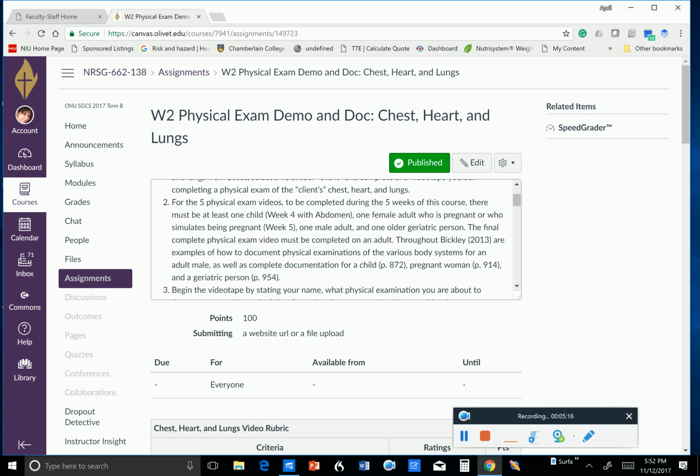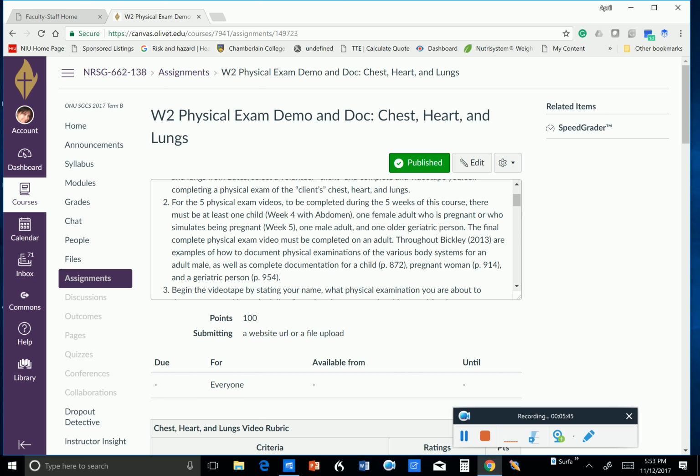Throughout Bickley are examples of how to document physical examinations of the various body systems for an adult male, as well as a complete documentation for a child, a pregnant woman, and a geriatric person. So, this is where I want you to look and see how you would document physical examinations for various body systems. So, we're doing chest, heart, and lungs. So, if you look in Bickley, you should be able to find what needs to be documented.